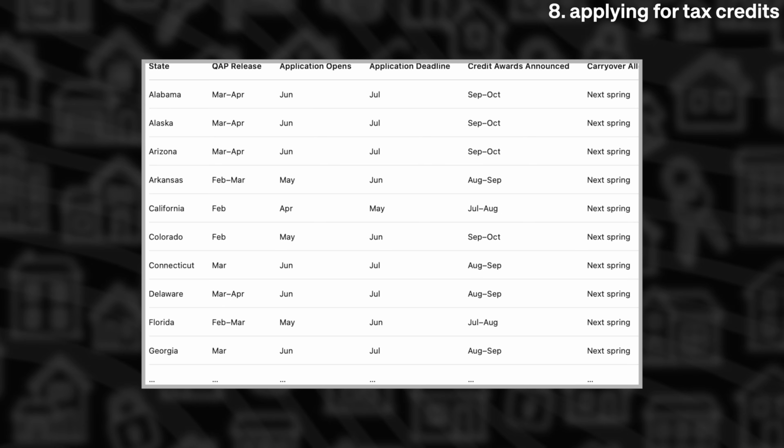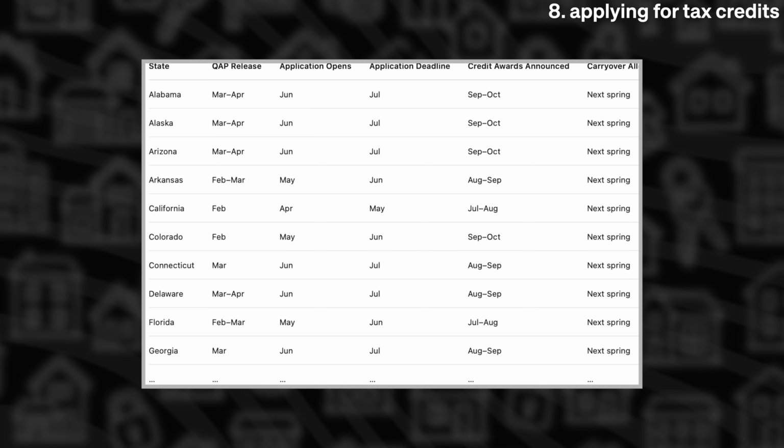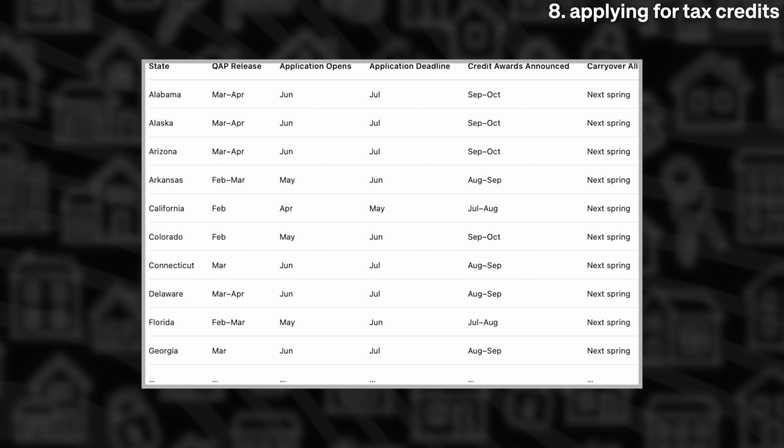Understand your state's timeline. Some operate on competitive annual rounds with hard deadlines, while others use rolling or first-come, first-served models. In competitive states, your application has to be 100% complete and polished day one. Late or incomplete applications are often rejected outright.